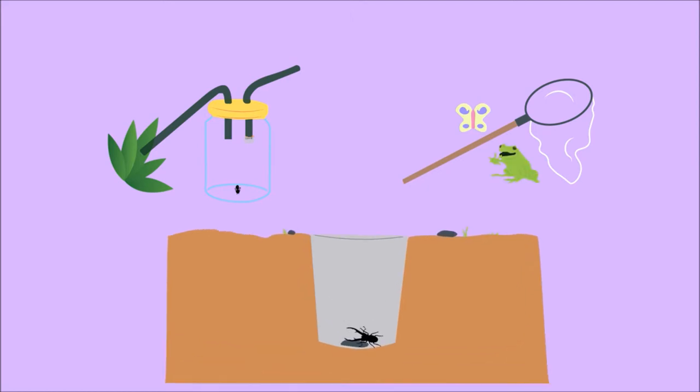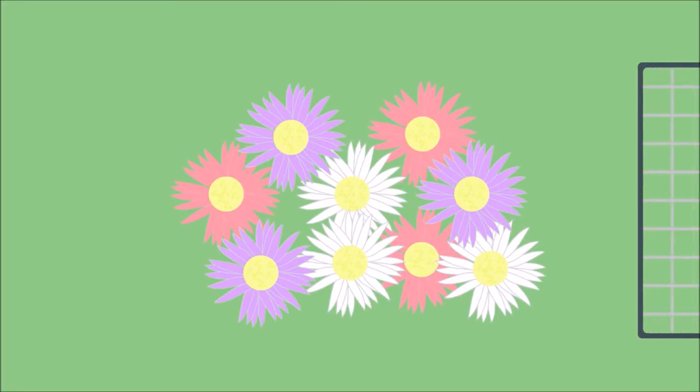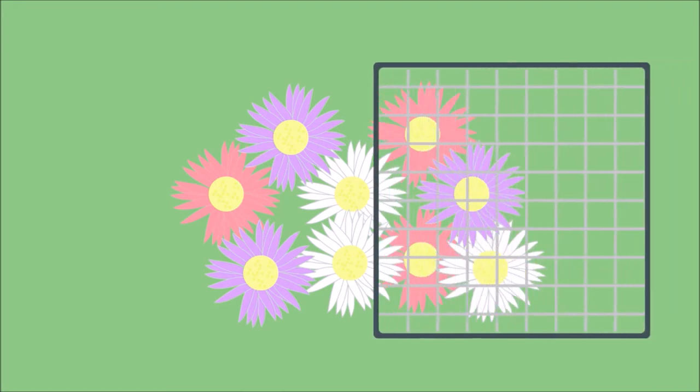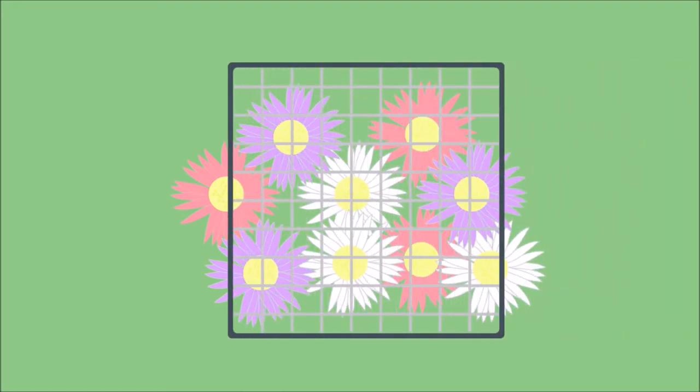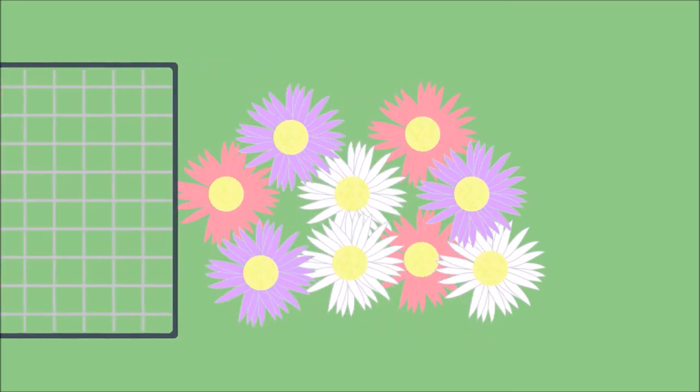Pitfall traps are used to catch small crawling insects and animals. They can be set up and left overnight to catch nocturnal species, for example, to investigate how many beetles are in the area of a woodland. Or you might choose quadrats to investigate how many daisies there are in a field, but this time you would use random sampling instead of the transect method we saw before.